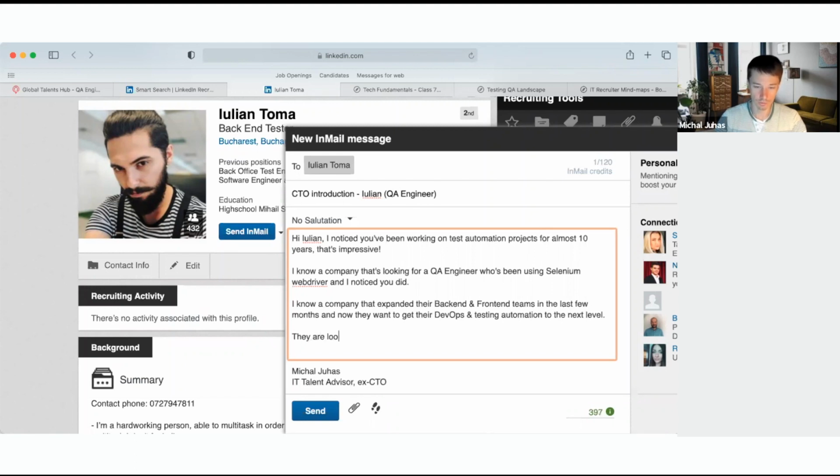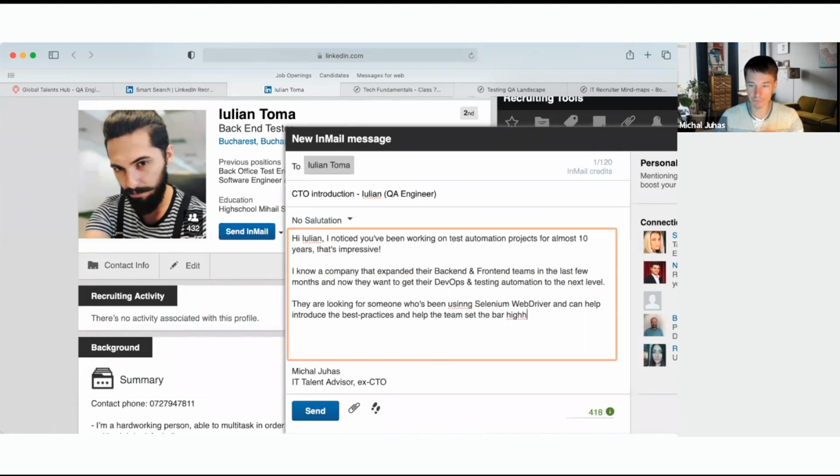They are looking for someone who's been using Selenium WebDriver and can help introduce the best practices and help the team thrive, grow, become professional, help the team set the bar high.